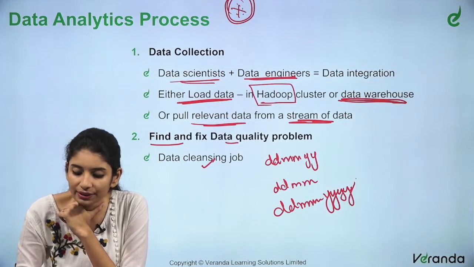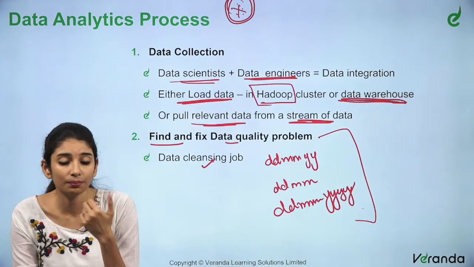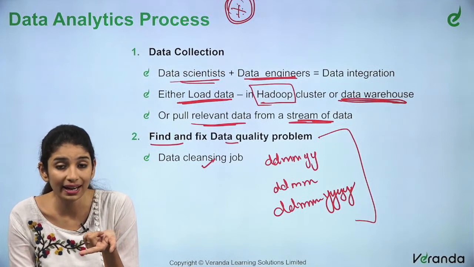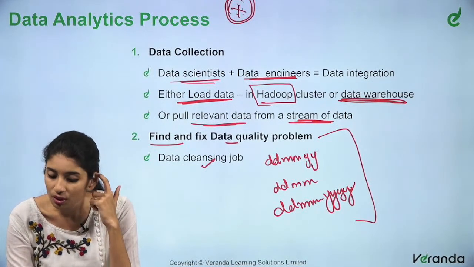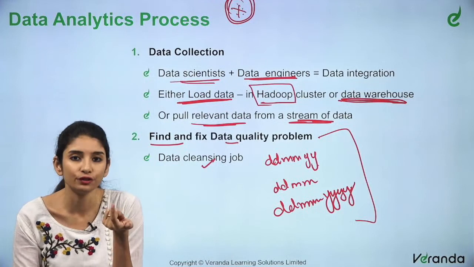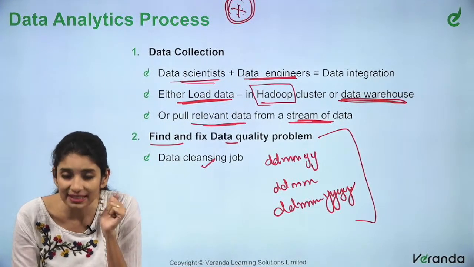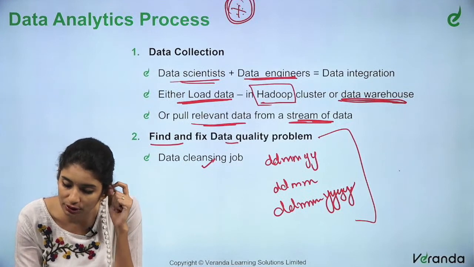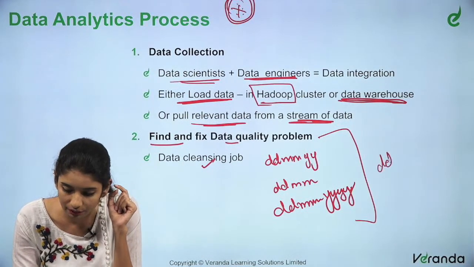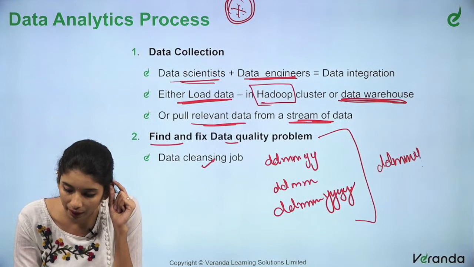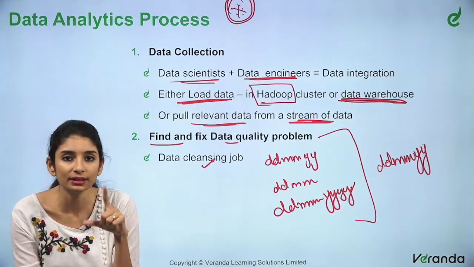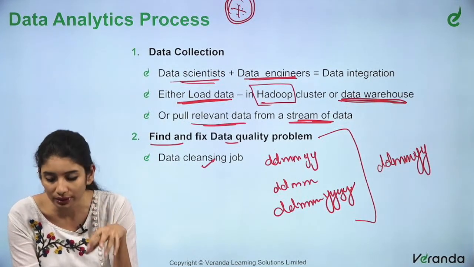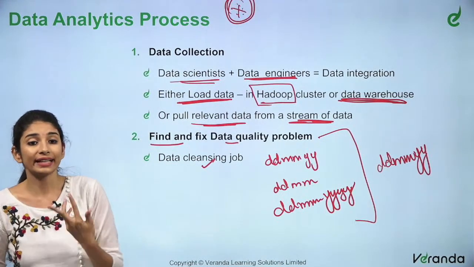Okay, it's all in different formats. So my data analytics software is not going to agree to this because it's all in a different format. So first I need to fix the data quality problems, which means clean the data. I have to convert all of this to a standard format, say for example DDMMYY. Whatever I choose, I need to convert all of that into a standard format.